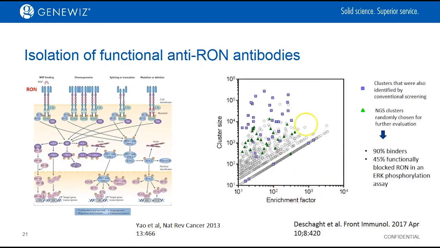So you can see that these two parameters could select a large variety of antibodies, and the blue squares correspond to the clusters that have been already identified by conventional methods. Out of the new clusters, a series of clusters were randomly chosen for further evaluation. And 90% of these clusters were shown to be RON binders, and 45% were efficient in the ERK phosphorylation assay.